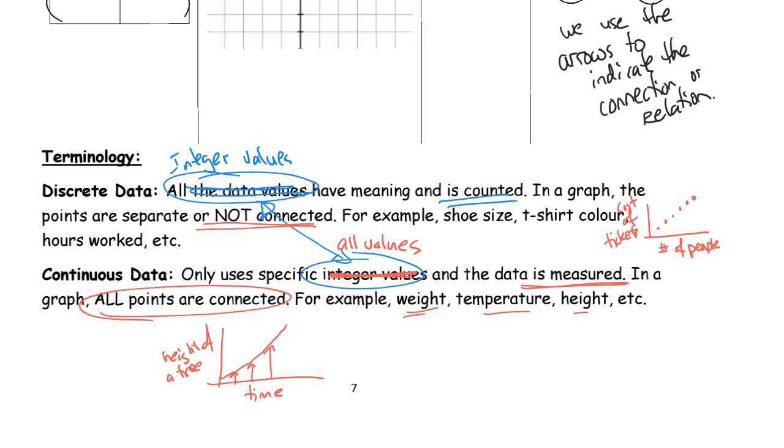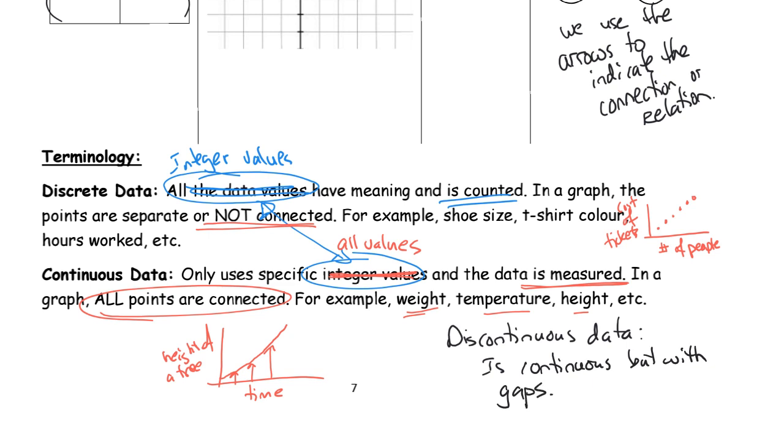Now, there is another one here, and I'm just going to throw this out here just because I am who I am. There is also what you might call discontinuous data. Okay, and this is going to be data that is continuous, but with gaps.